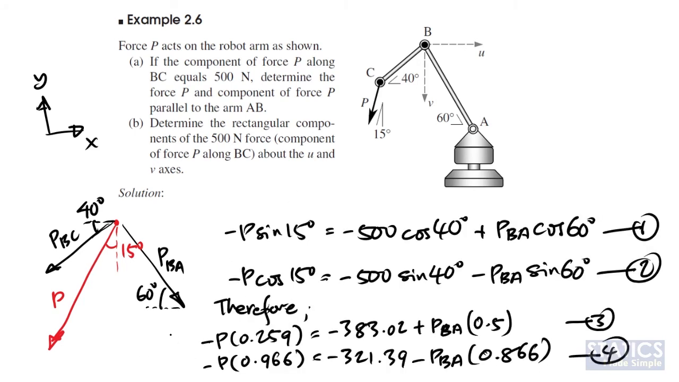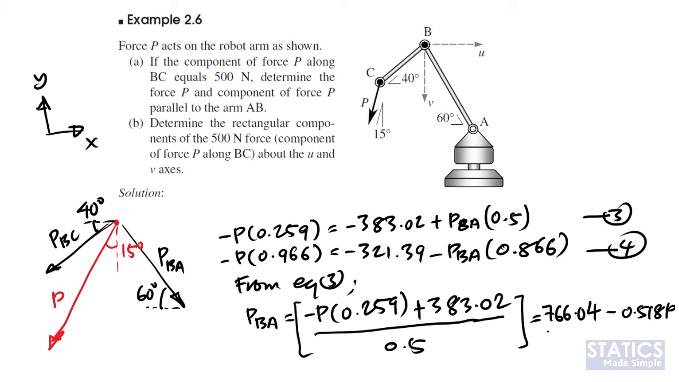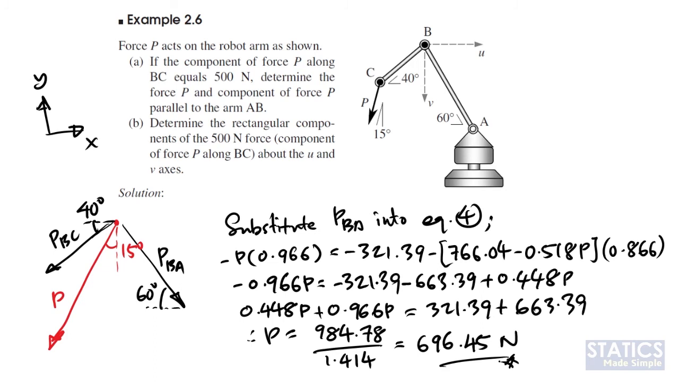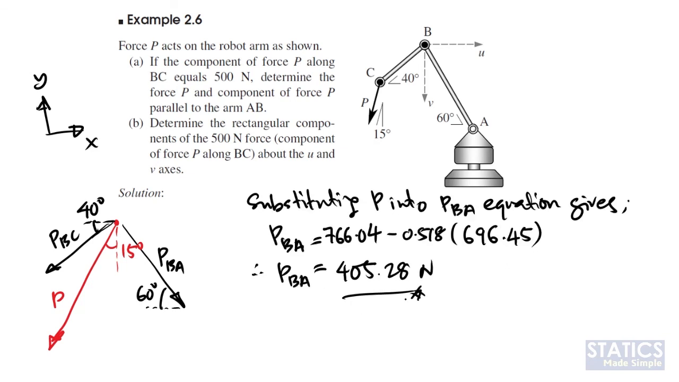Therefore, we can get equation 3 from equation 1, and equation 4 from equation 2. We can get PBA as follows from equation 3. Next, we will substitute PBA into equation 4. By substituting PBA into equation 4 and rearranging, we get P equals 696.45 Newton. By substituting P into the PBA equation, we get PBA equals 405.28 Newton.